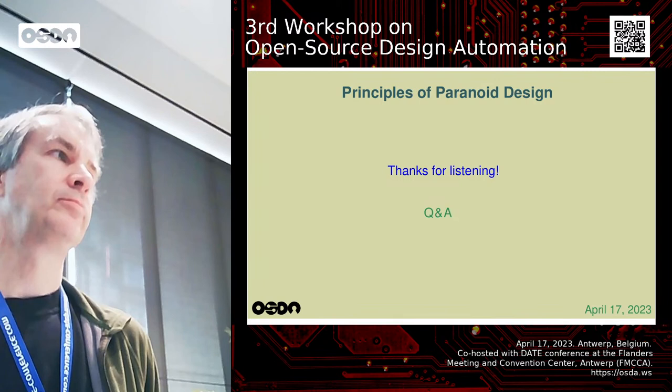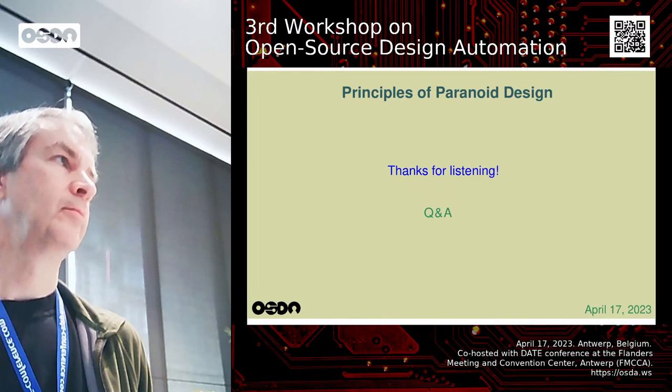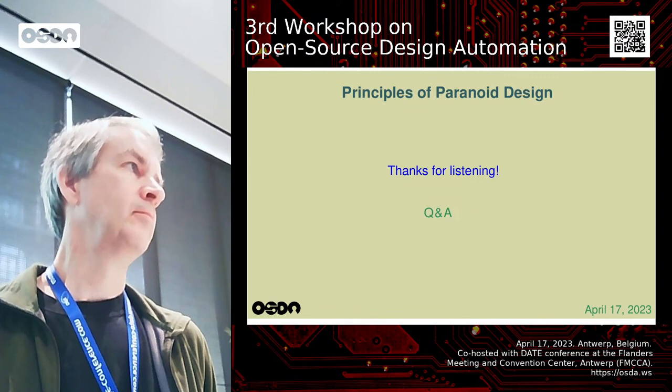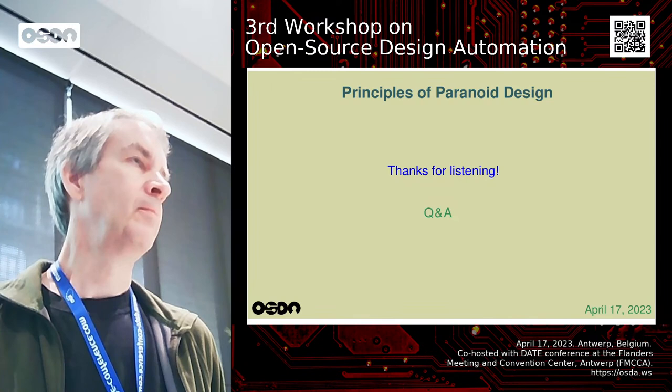Question. How do you see the problems with data quality changing as we go down, for example, to smaller nodes? If we're lucky enough to have open PDKs on those nodes, do you think it's going to be mostly more of the same problems, or do you expect bigger problems with things like more complex transistor models and stuff?